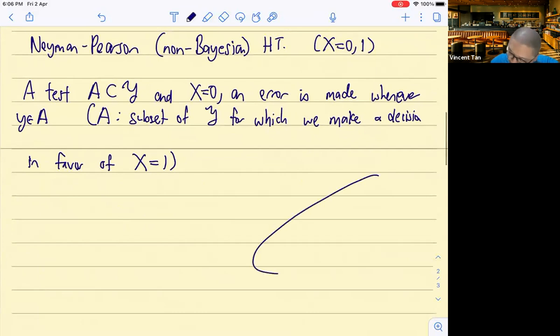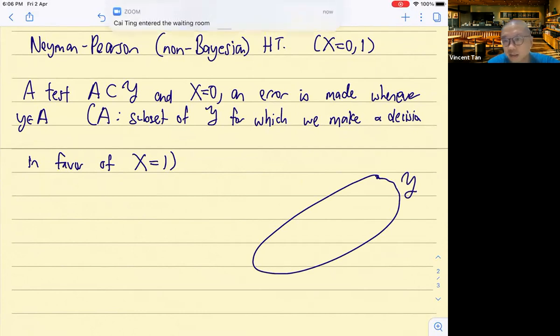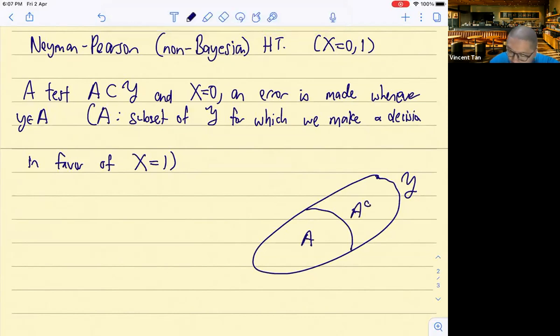So the picture is as follows. You have this entire Y region. Okay, so your observations can only lie in this set. Nothing else. And so you're going to partition this set into A and A complement. Now, if your underlying observation lands in here, then you decide that X is equal to 1. And if your underlying observation lands in here, you decide that X is equal to 0. And that's as simple as that.